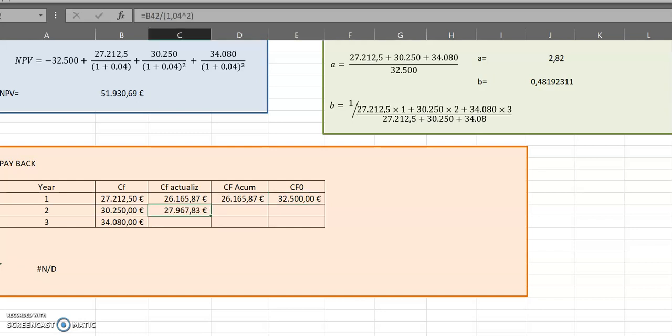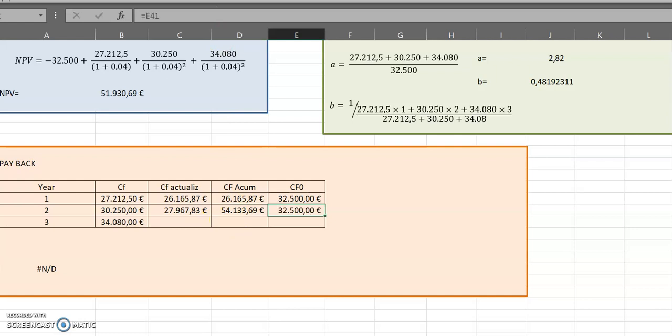So for the second year, we will do the same. We will take the cash flow of the second year and transfer it to year 0, and that will be just dividing by 1 plus the interest rate elevated to 2 because we're on the second year. In order to accumulate it, what we have to do is add the accumulated of the previous year plus the transfer we have done this year. And now we will compare it with the initial outlay.